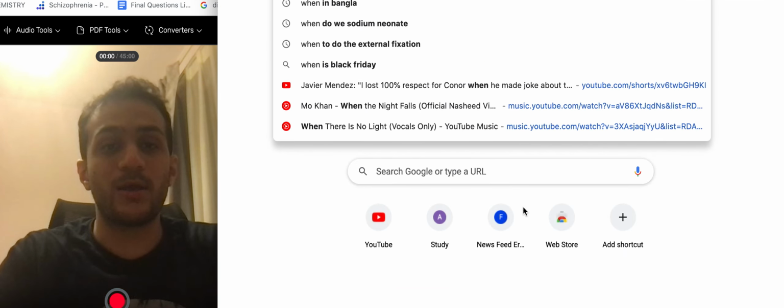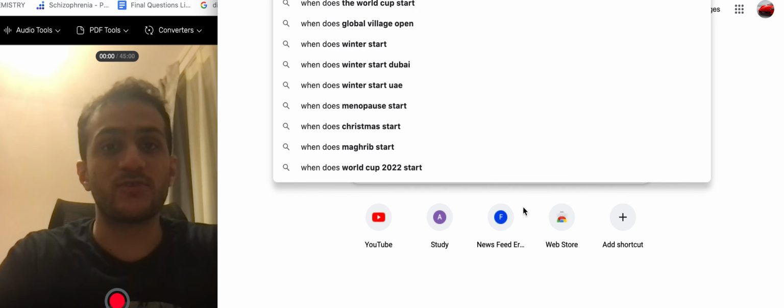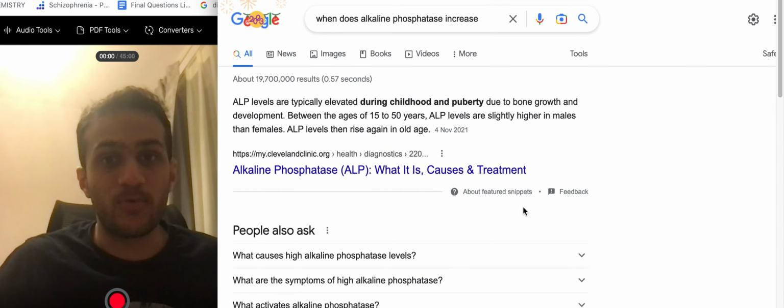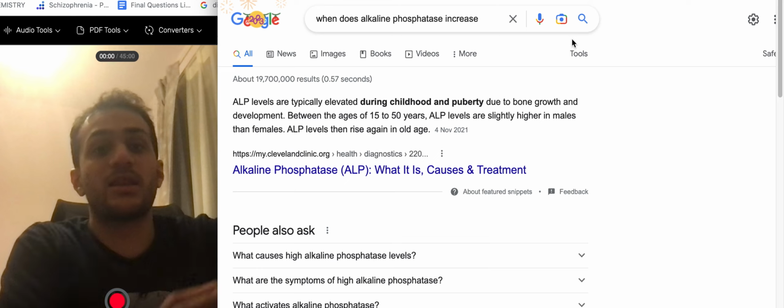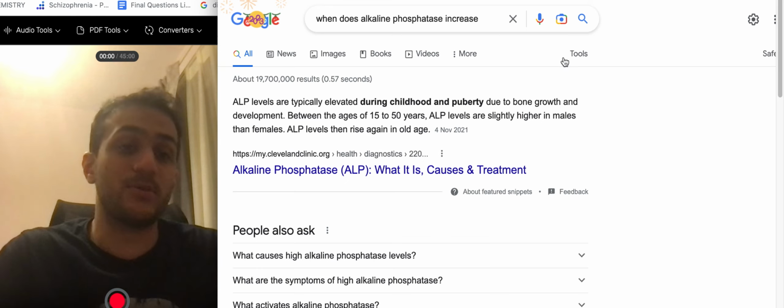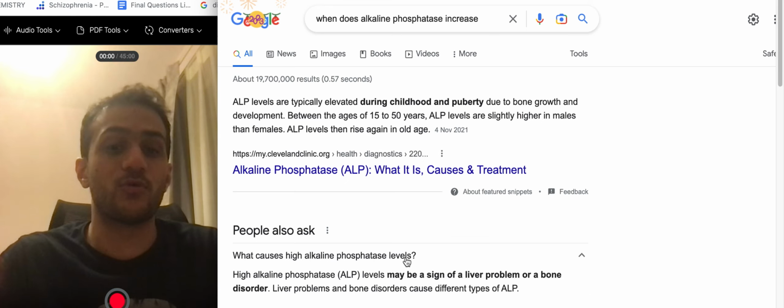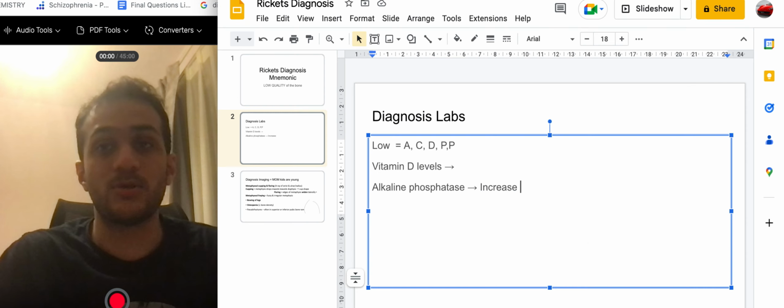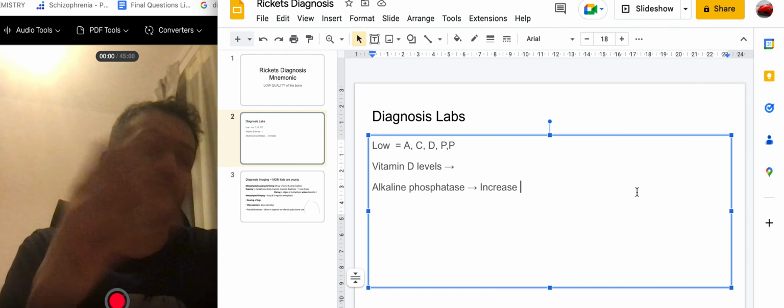So when does alkaline phosphatase increase? That's going to be when there's bone breakdown. This is during child puberty due to bone growth and development. Again, sorry, I didn't mean to say bone breakdown, rather bone growth and some sort of bone problems. We have that release of the alkaline phosphatase.